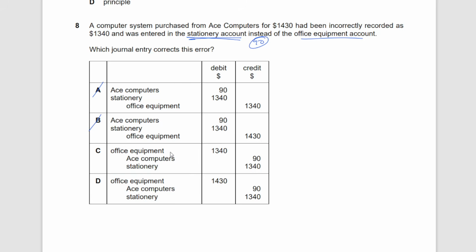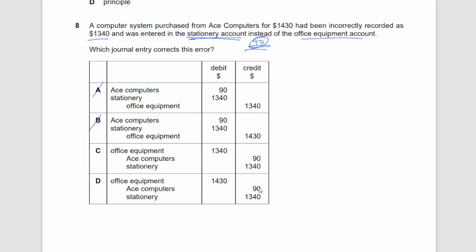All right, next. What do we owe Ace Computers? Ace Computers is our payables, right? Because we purchased from them on credit, but we only entered 1340 in their account. We need to enter 90 more, so credit by 90 Ace Computers account, because Ace Computers is a payable. Our payables will increase. We mistakenly underestimated the payables, and now we have to fix that.